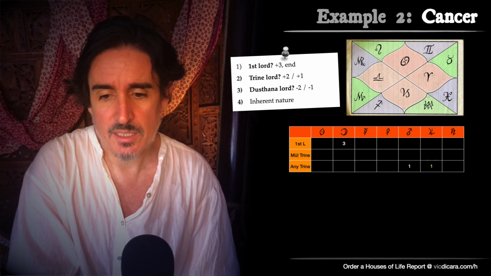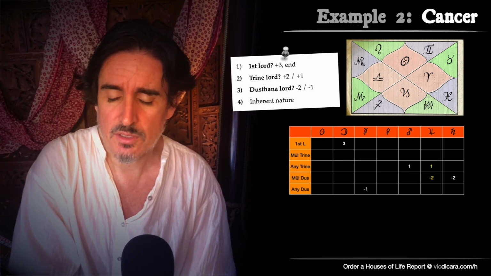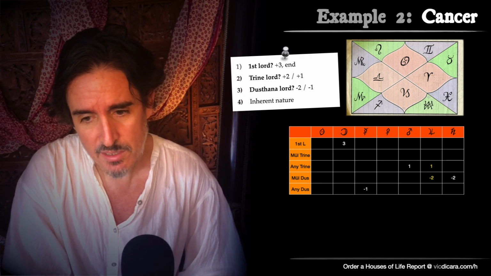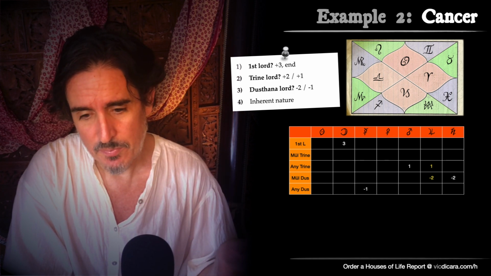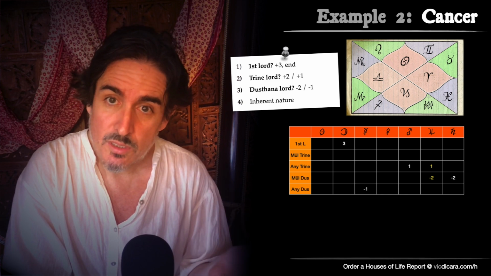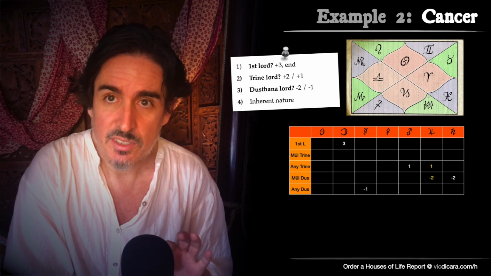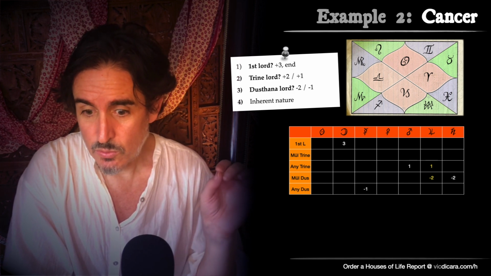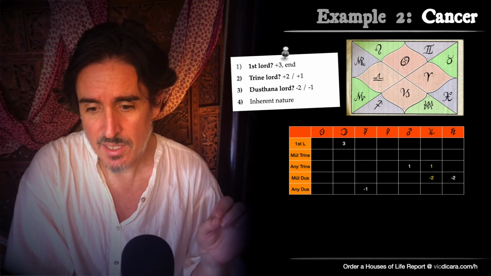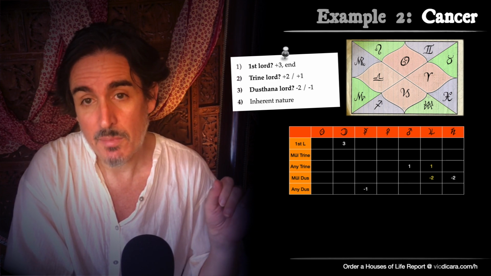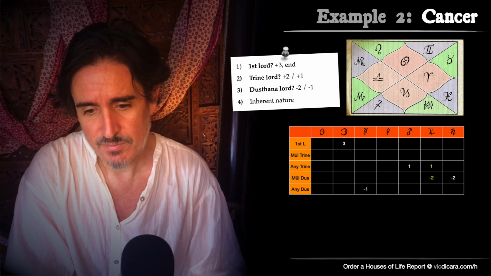Then let's look at the Dustanas. 6, 8, and 12 is Sagittarius, Aquarius, and Gemini. So Jupiter, Saturn, and Mercury are up. Are any of these 3 signs Mula signs? Sagittarius and Aquarius are. So the owner of Sagittarius and Aquarius, Jupiter and Saturn, will get -2 for owning Dustanas, whereas Mercury will get a -1 for owning the Dustana.